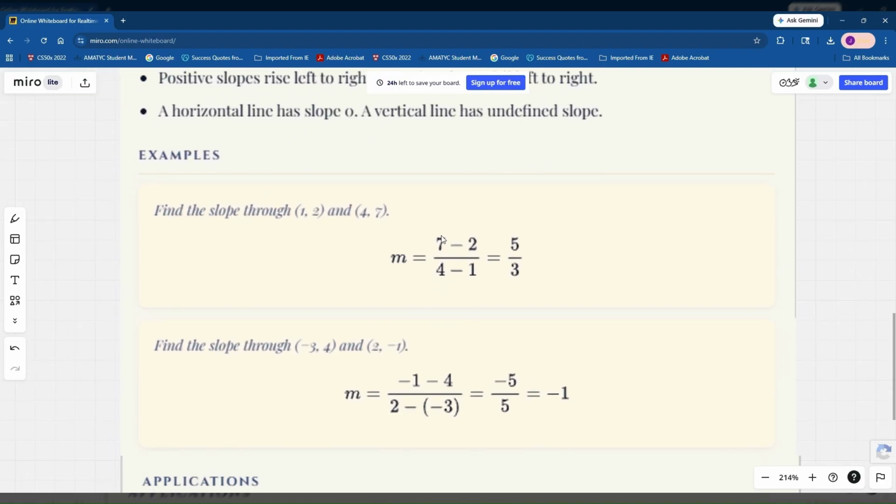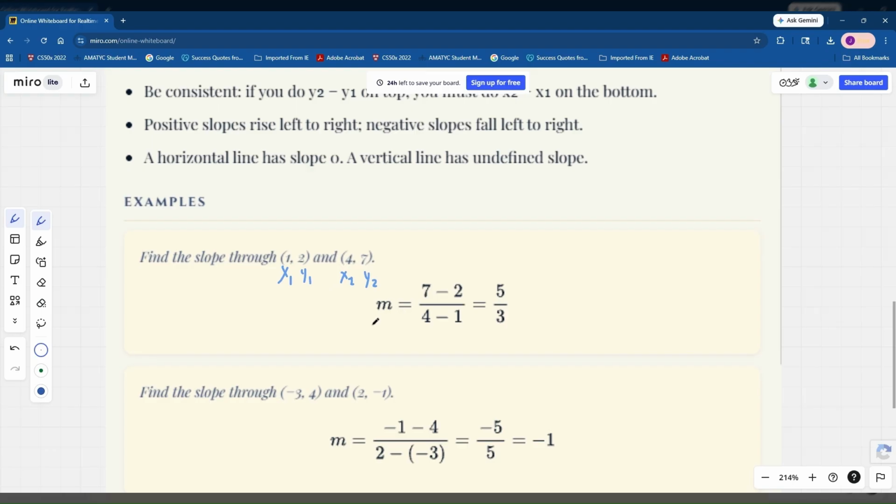So to apply the formula, all you're going to do is label. If you recall, this would be x1, and this would be y1, and this would be x2, and this would be y2. And then we're just filling in the blanks. So the formula goes, remember, it's rise over run. So it's going to be y2 minus y1. So 7 minus 2 equals 5. And then x2 minus x1, which is 4 and the 1. So we put those in. 4 minus 1 is 3. So that's our fraction, 5 over 3.